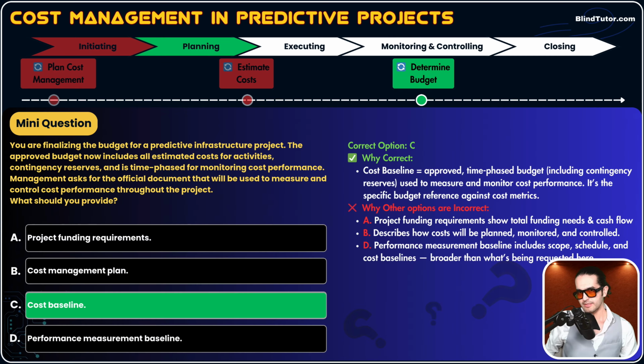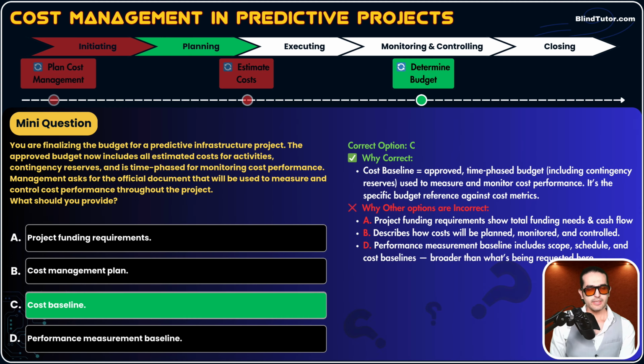But why? Let's read the description. Cost baseline equals approved time-phased budget, including contingency reserves, used to measure and monitor cost performance. It is the specific budget reference against which CPI, EAC, and other cost metrics are calculated. You're going to see and learn about CPI, EAC, and other cost performance tracking mathematical indicators, guys, okay?